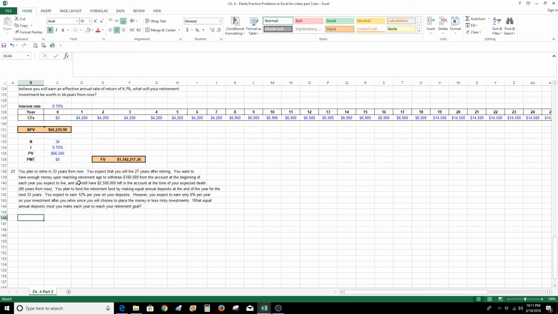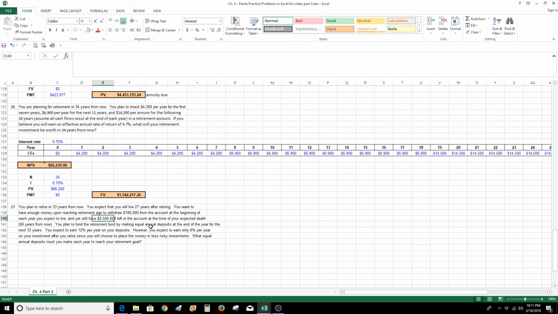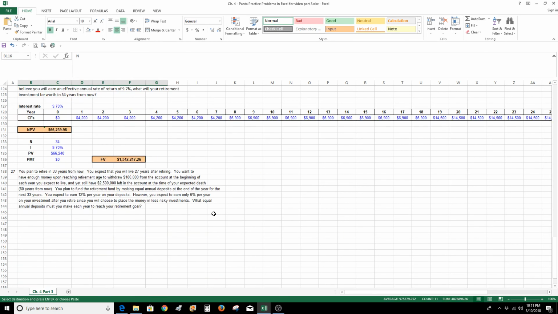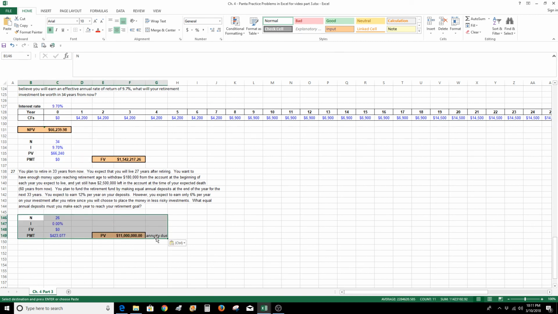Okay, so there's two different parts to this. What we know is that at the very, very end, when you die, you want $2,500,000 left in the account. And you know that you're going to withdraw $180,000 each year, and you know the end. So knowing that you know the future value at the very end of your timeline, you want to get to the present value at the time of retirement. Okay, so we want a present value. So we're going to put that there.